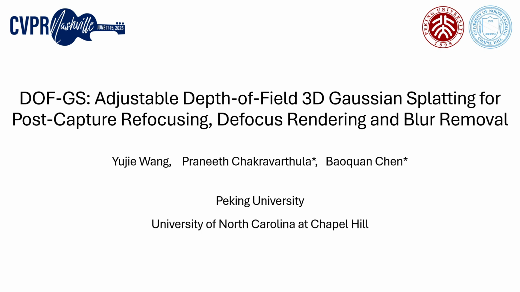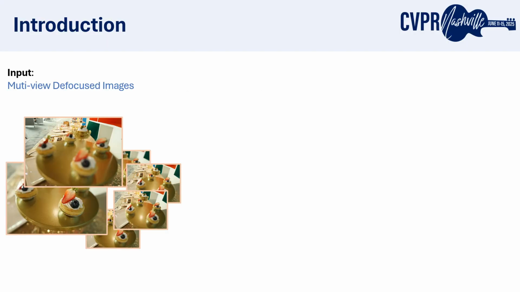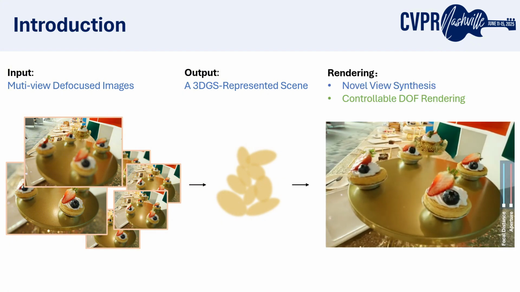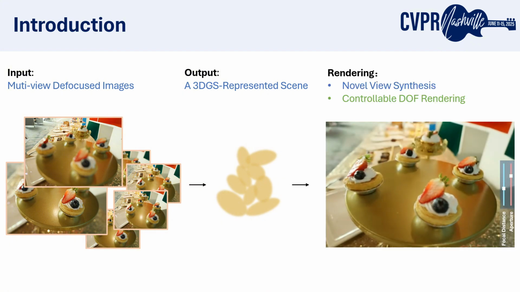Hi, this is a demo presentation of our paper, DOF-GS, Adjustable Depth of Field 3D Gaussian Splatting for Post-Capture Refocusing, Defocus Rendering, and Blur Removal. Given multi-view defocused images with defocus blur, DOF-GS is able to reconstruct a sharp 3D scene represented with 3D Gaussian points, which can function as tools for novel view synthesis, with inherent support for controllable rendering of depth of field effects.